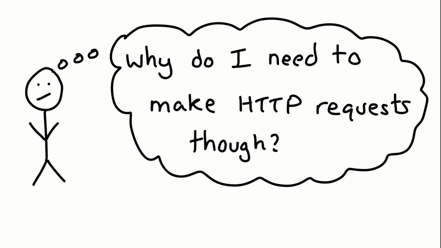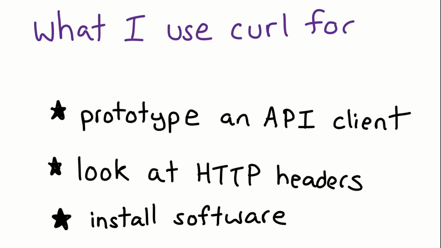So you might be wondering, why do I need to make HTTP requests, right? What's the point of having a command line tool to do this? So I'm going to talk about the three top reasons I end up using curl, which are to prototype an API client, if I'm trying to write some code that uses some API. The second thing is to look at HTTP headers for some website, maybe my website, where I want to make sure that the headers are set correctly because I'm trying to debug something. And the third thing is sometimes to install software.